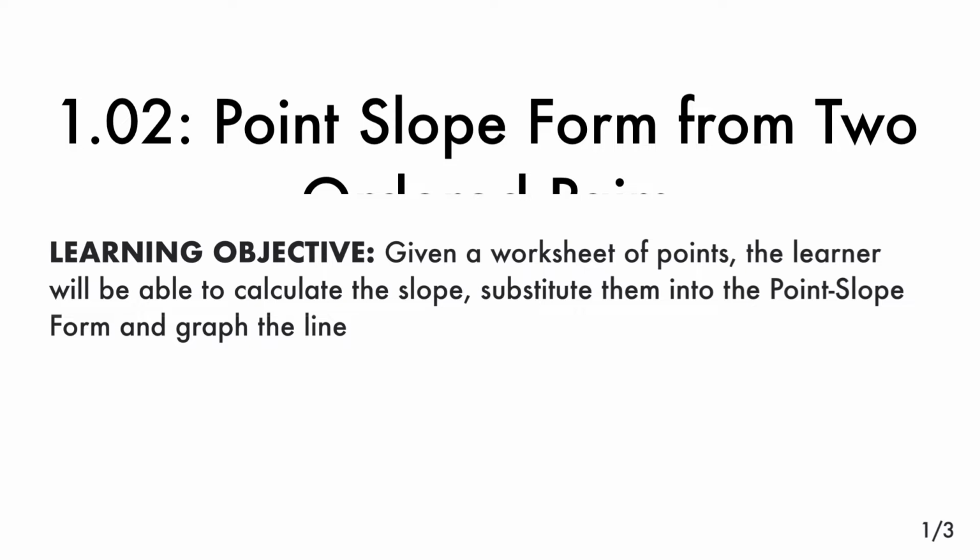So we're still doing point slope form. We're still going to be graphing. We're still going to be doing all the same calculations. The only thing that is different is I'm giving you different starting information.